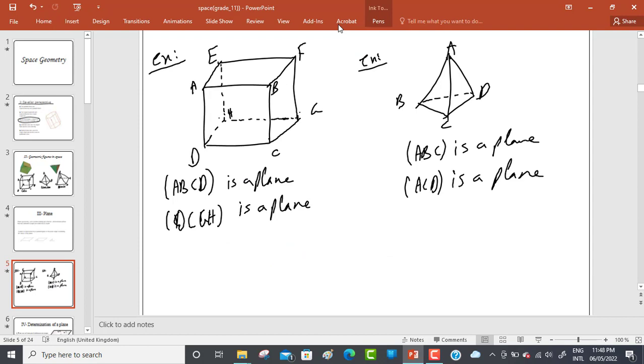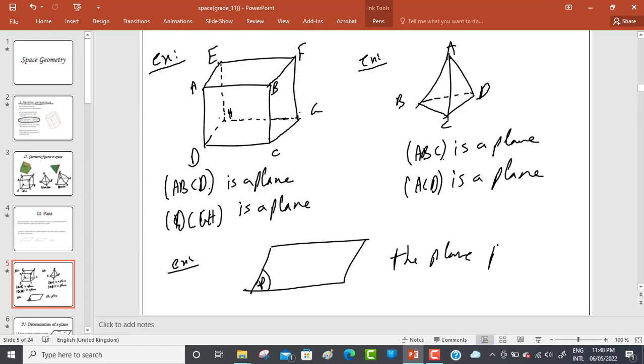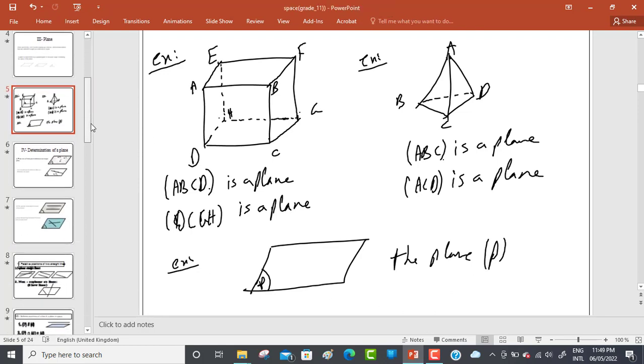When you have to write the name of the plane, you write it with 4 letters, 3 letters, or only 1 letter. So when you represent a certain plane, you write the name at the vertex, you say the plane P. Okay, but when it comes to 2 letters, it's a line, it's not a plane.